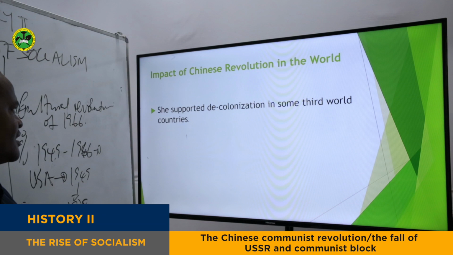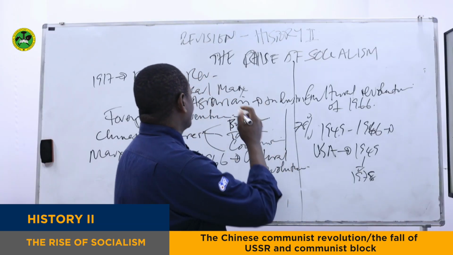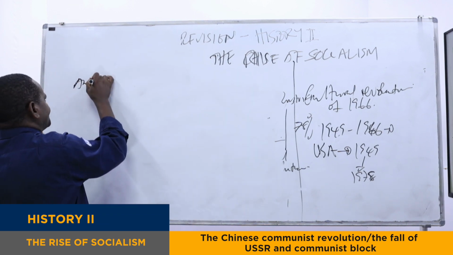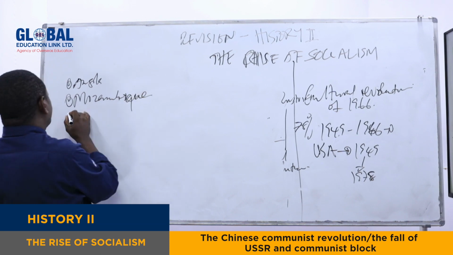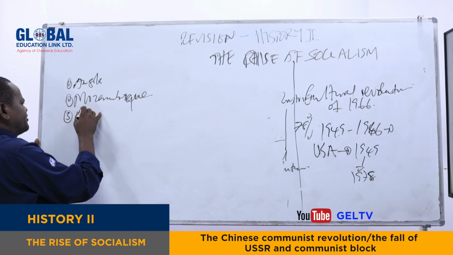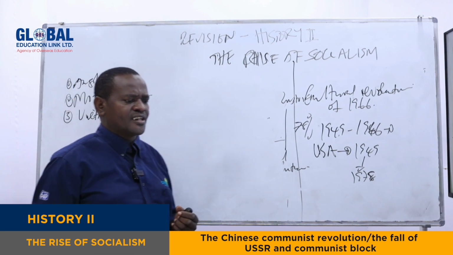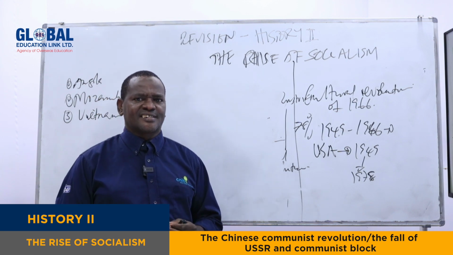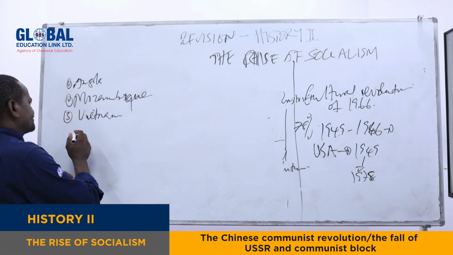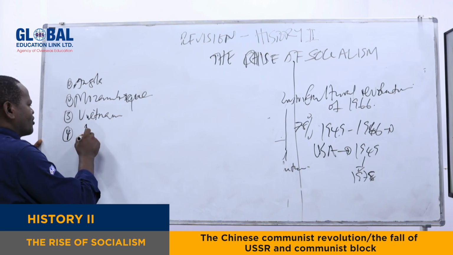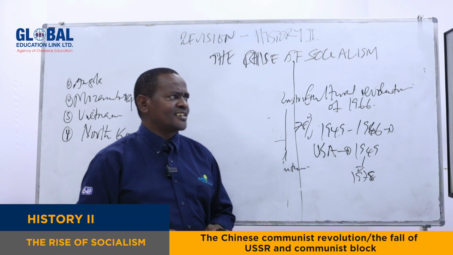Another impact of the Chinese Revolution in the world is that it supported decolonization in some third world countries. China has contributed to the decolonization of so many third world countries, and these include countries like Angola, for instance, and Mozambique. Also, we have other countries like Vietnam during their fight with the French and then the United States. Remember, there was very close relations between the former Vietnamese president and nationalist, Ho Chi Minh, and the Chinese government. They also supported North Korea during the Korean War with the United States. So you can see the Chinese supported decolonization in some of the third world countries.